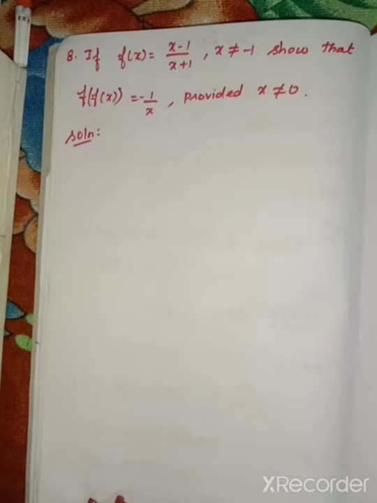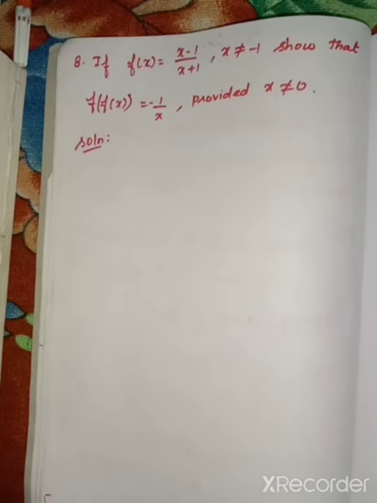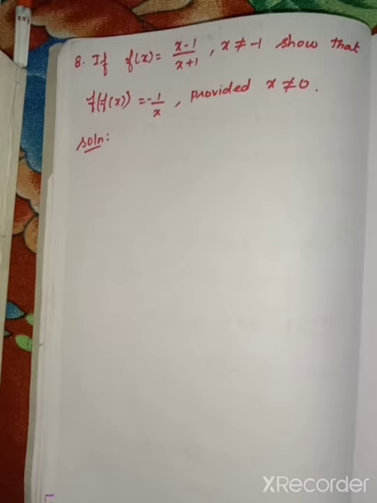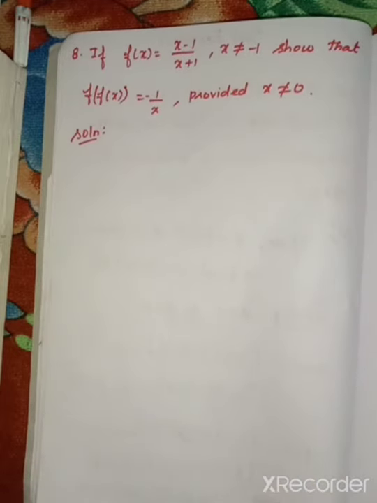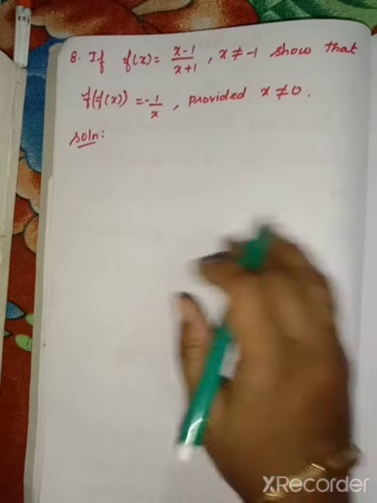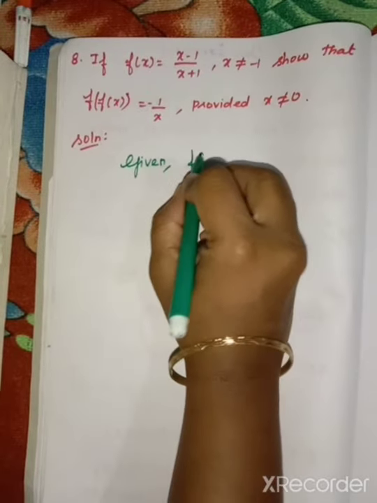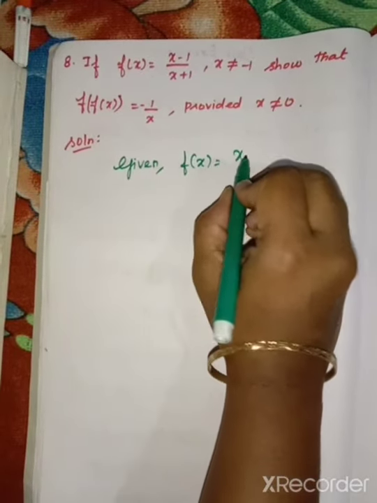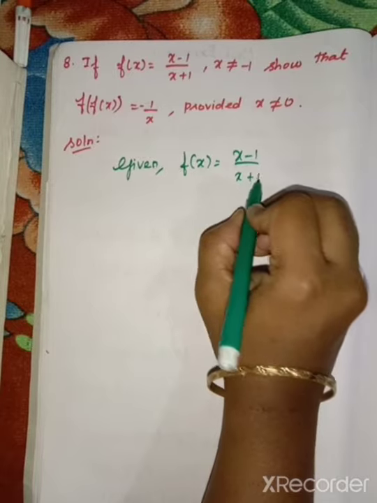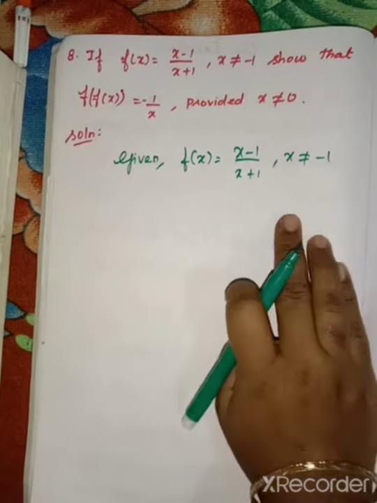8th question. If f of x equal to x minus 1 divided by x plus 1, x not equal to minus 1, show that f of x equal to minus 1 by x provided x not equal to 0. So here we want to write the given. So given is f of x equal to x minus 1, x plus 1. Here x always not equal to minus 1, that also the given.